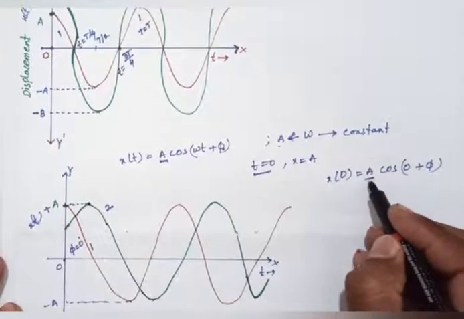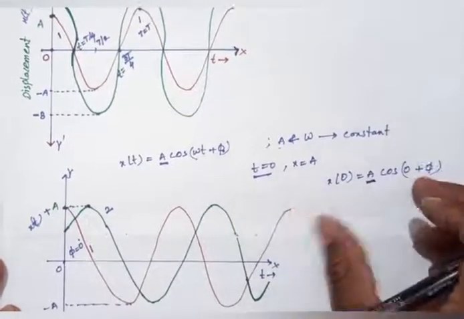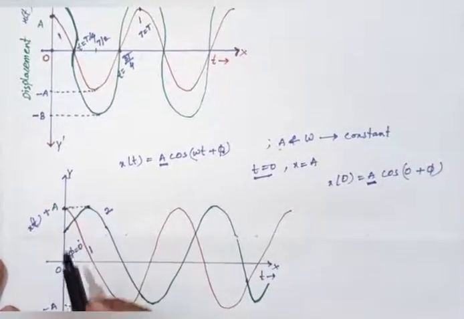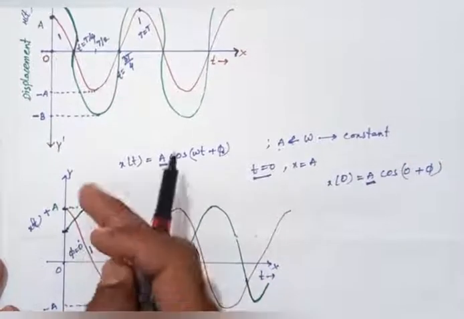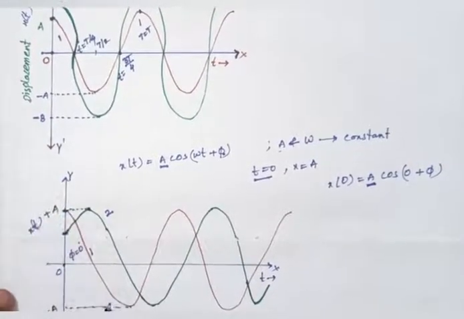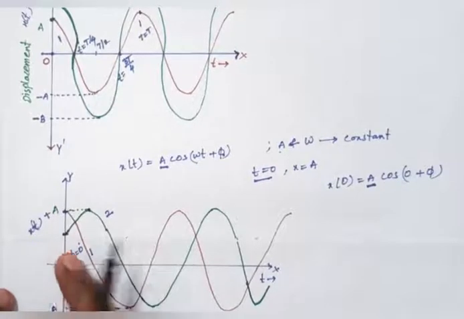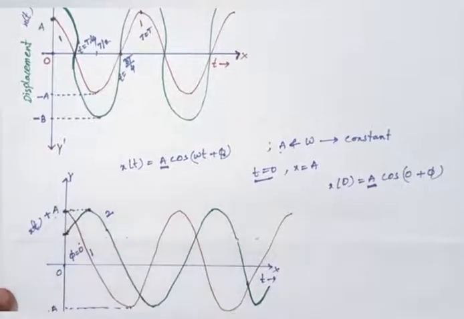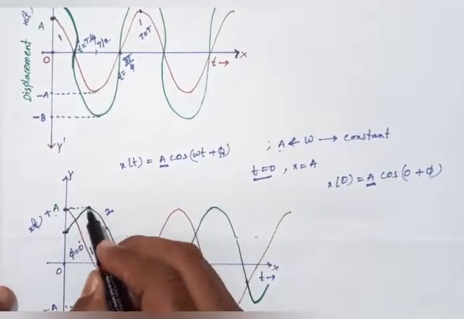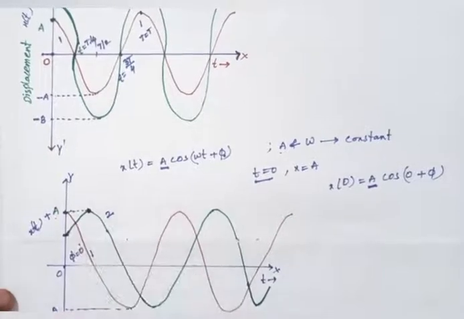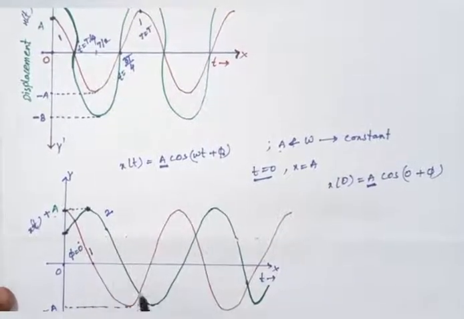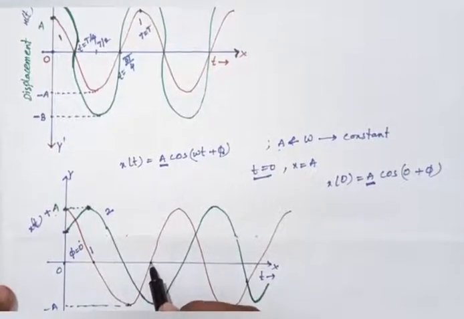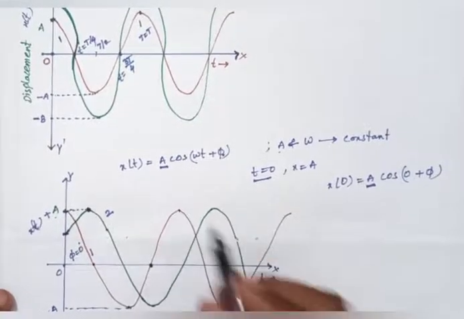So when it is maximum, phi equals 0. If phi equals 0, it is maximum, but here it is not maximum, so it is some lesser value of A, less than capital A. So where is it maximum? At this point. This is pi by 2, this is 2 pi, again 3 pi by 2, and again 2 pi.